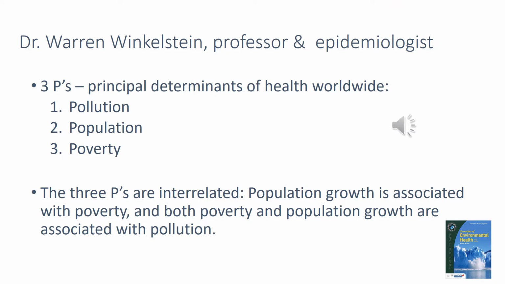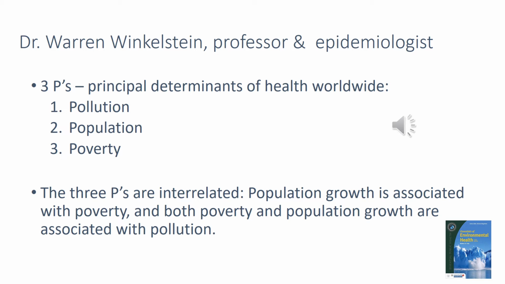From page 45 of the text, Dr. Winkelstein discussed the 3 Ps, which are principal determinants of health worldwide: pollution, population, and poverty. Pollution from combustion of fossil fuels, petroleum, and coal, disperses greenhouse gases along with other pollutants into the atmosphere. Believed to be the cause of global warming, this can have adverse effects, including a range of disease-carrying insects, bringing them to new geographic areas. For example, mosquito-borne diseases such as West Nile virus and dengue fever.